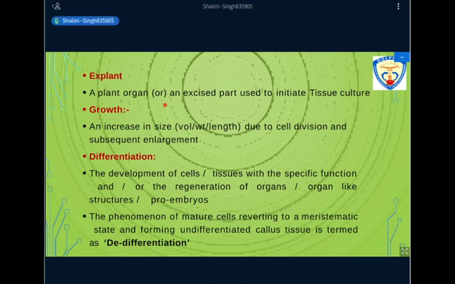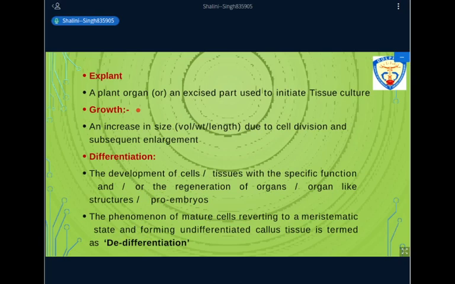Now the next term is growth. What is growth? In case of plant tissue culture, when you are growing this explant in laboratory conditions, what will you use for the assessment of growth? As you know, growth is an increase in size. Whether the cells are increasing in number or the cells are increasing in size, it will be considered as growth. And how does the growth happen?